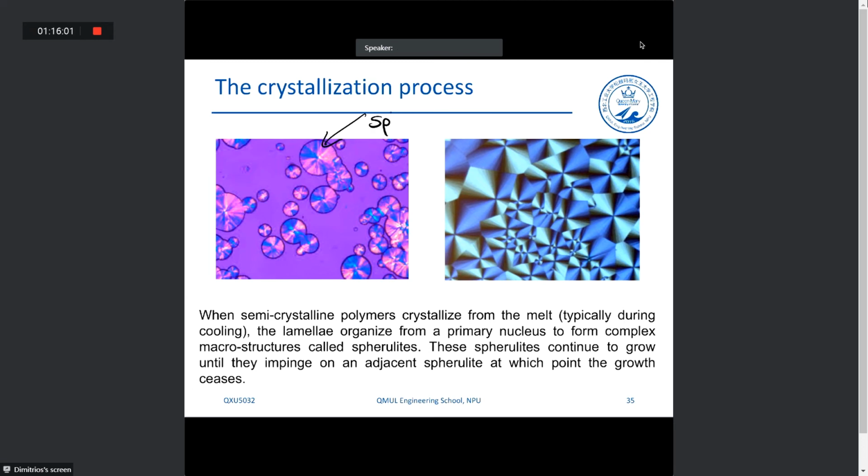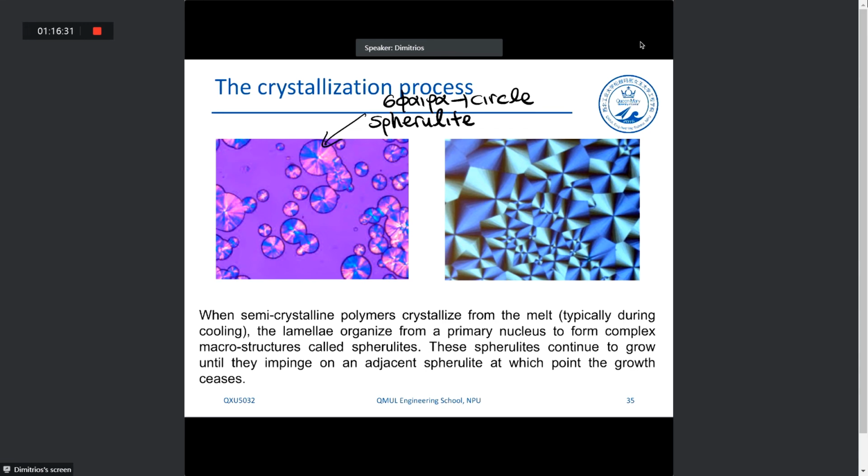Spherulite, from the Greek word sphaira, which means sphere. These spherulites usually show what is called a Maltese cross pattern under polarized light. We will see that in a bit. And these form by nucleation at different points in the sample.